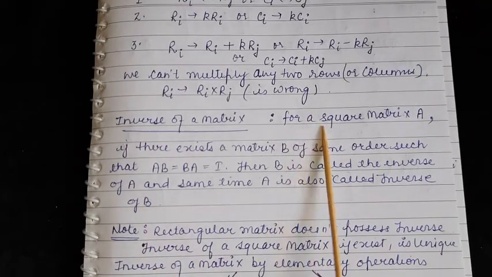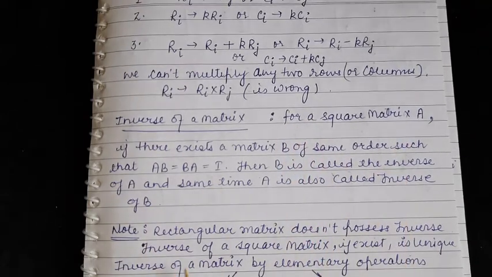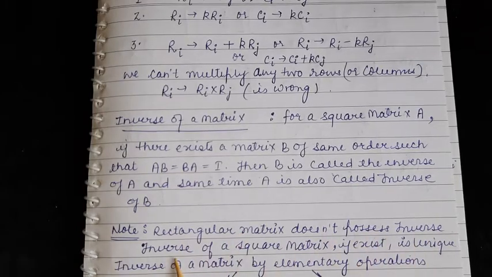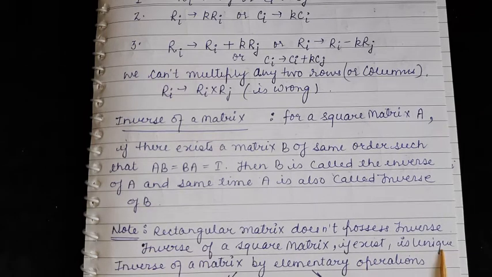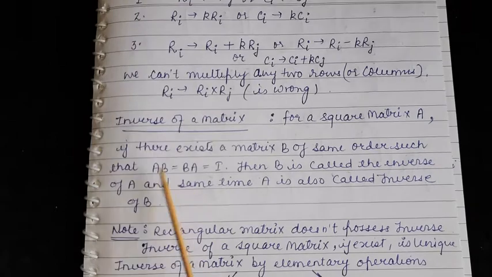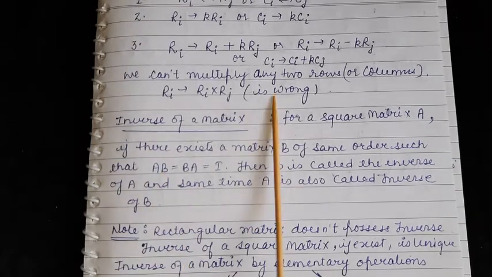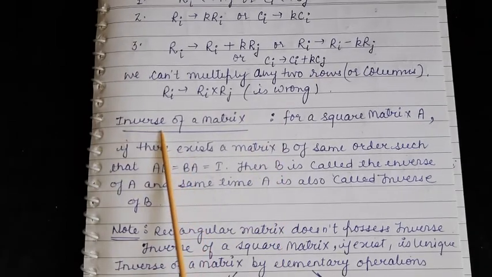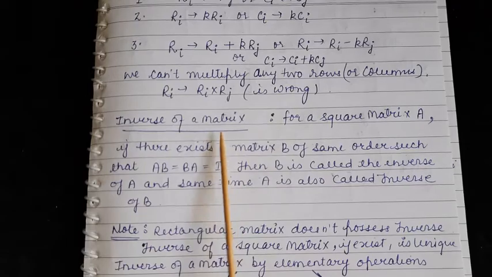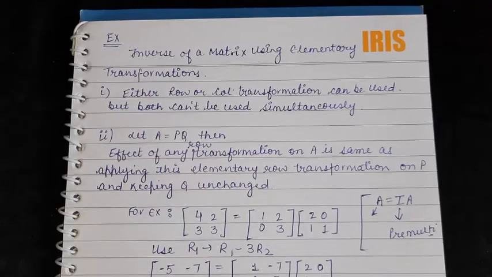It is written that for a square matrix A, note that a rectangular matrix does not possess an inverse. The inverse of a square matrix, if it exists, is also unique. Now the question is how to calculate this inverse. Elementary operations help us calculate the inverse of a matrix, but we need to understand the difference between a row transformation and a column transformation.